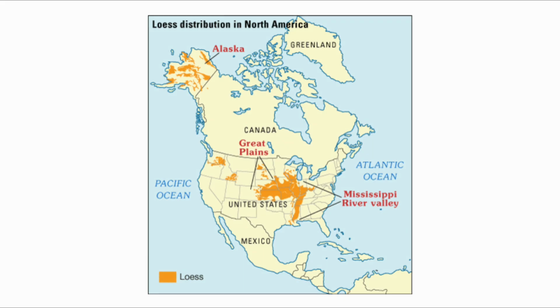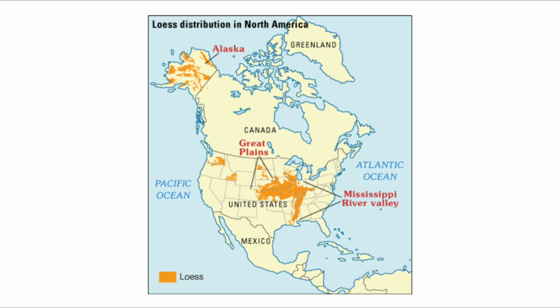So let's take a look in the United States where some of these big loess deposits are. We see many of them in the Great Plains and a few in the Pacific Northwest. The Great Plains are probably sediments derived from the glaciers that once covered Canada and the northern United States.